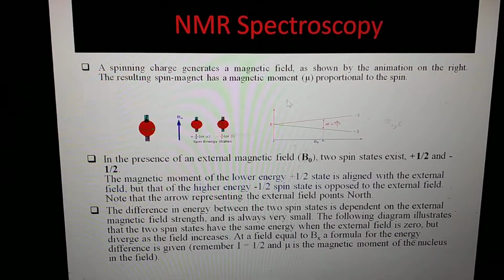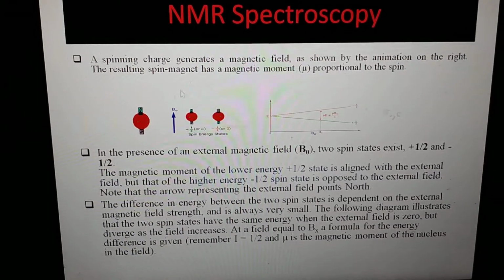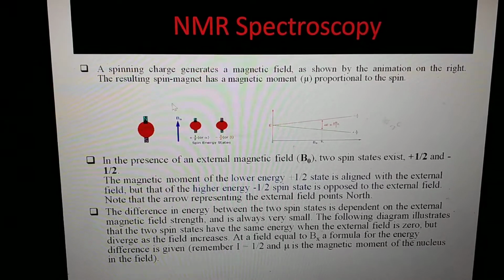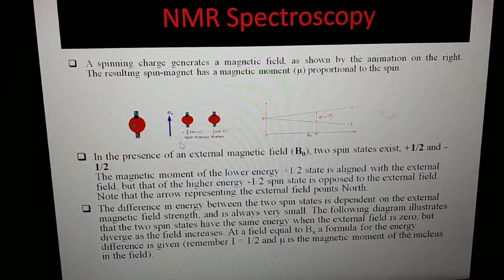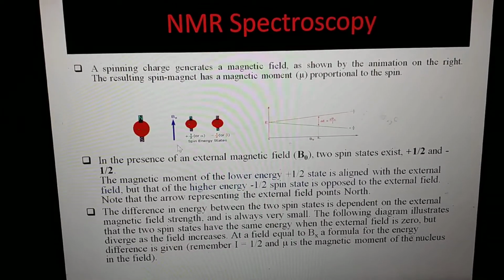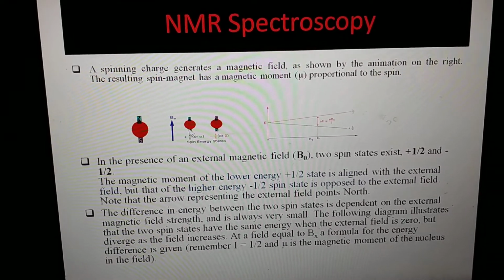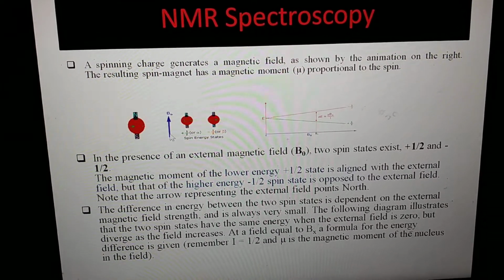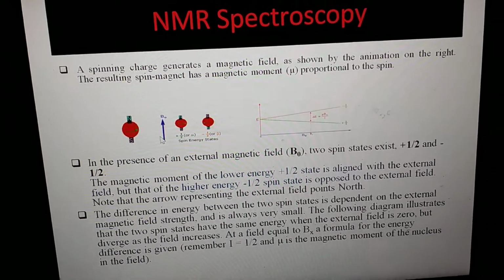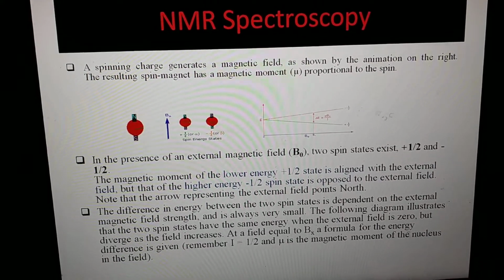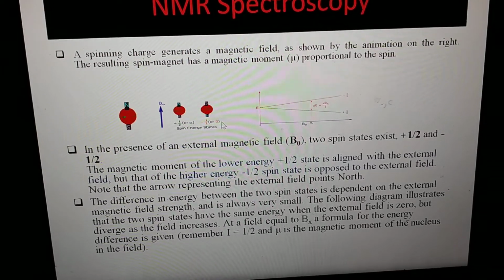Coming to NMR spectroscopy, you should know that a spinning charge generates a magnetic field. Each spin has its own magnetic field, as shown in the animated structure. Then an external magnetic field is applied. When you apply an external magnetic field, what happens? A nucleus has two spin states, plus 1/2 and minus 1/2, or you can say alpha spin energy state or beta energy state.